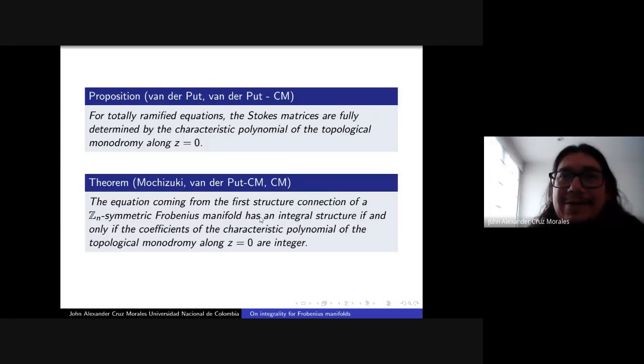The second part of the second question I asked at the beginning. So here we have some interpretation. Integral Frobenius manifolds means that you have these Stokes matrices with integer entries. The problem is, what is the meaning of this situation? Why do we have to expect this kind of property for the Frobenius manifolds? And that is the content of the last part of my talk.